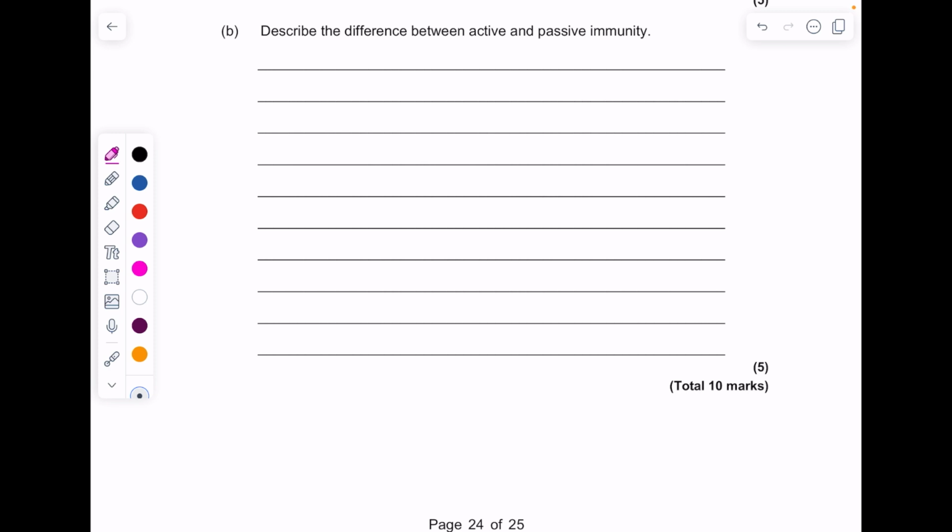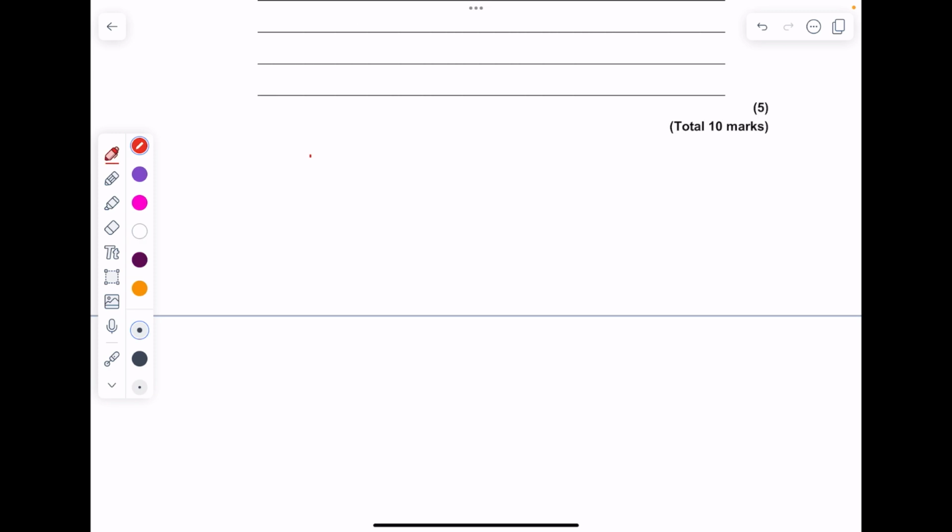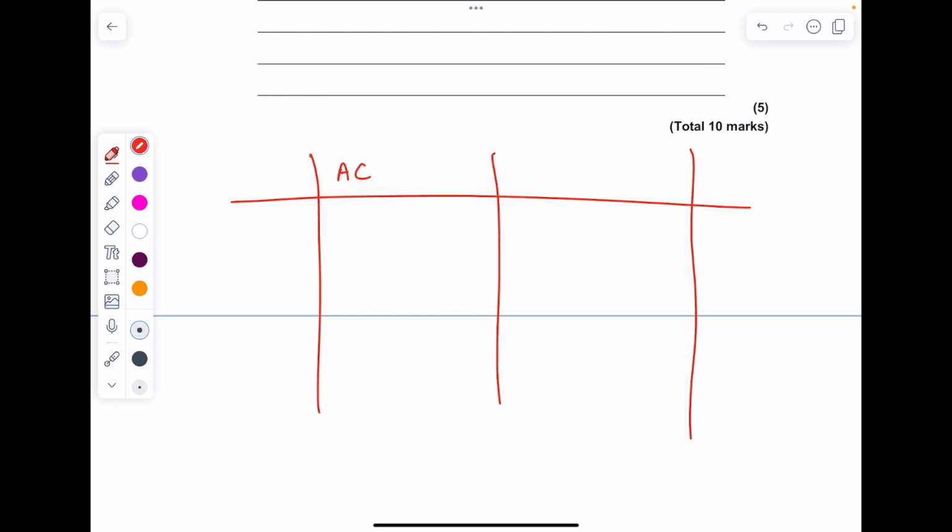Describe the difference between active and passive immunity. We need 5 separate points here. Let's use this space down here to make a quick table comparing them. See if we can find 5 separate points.